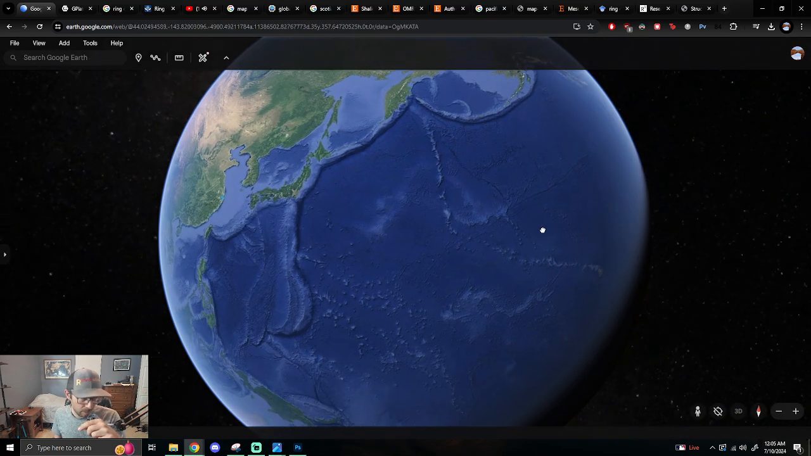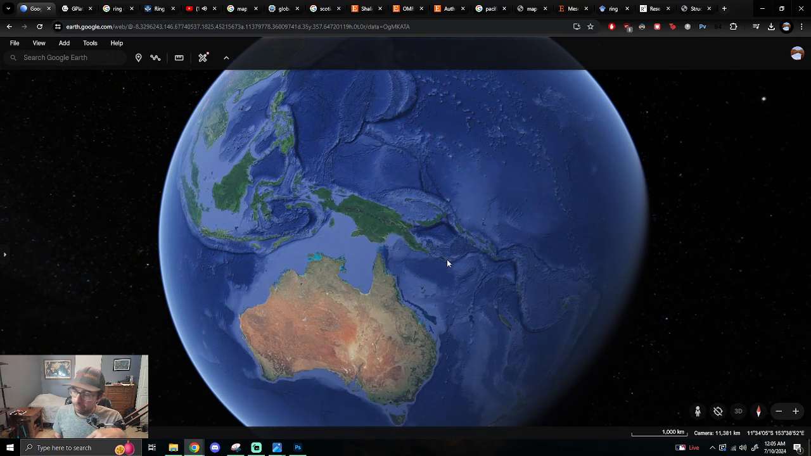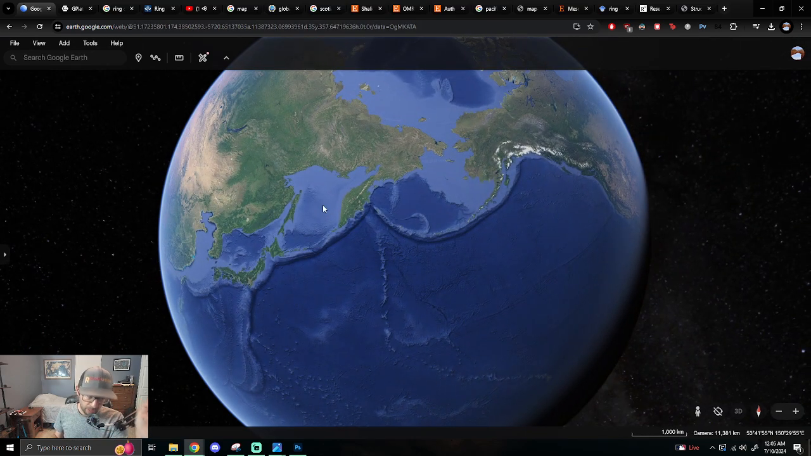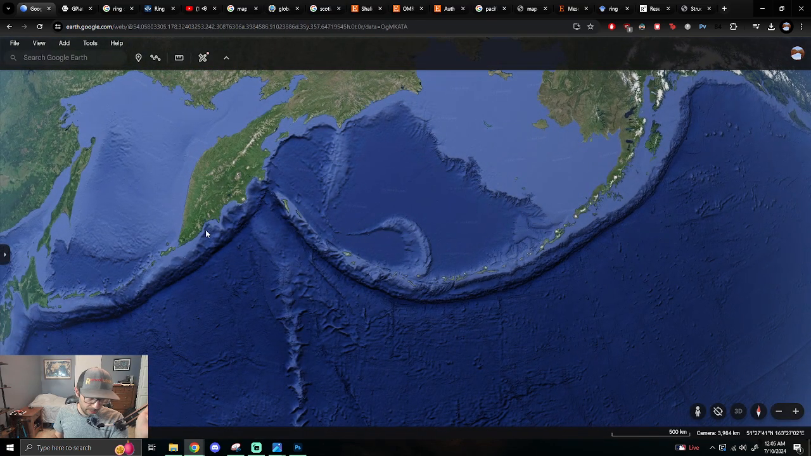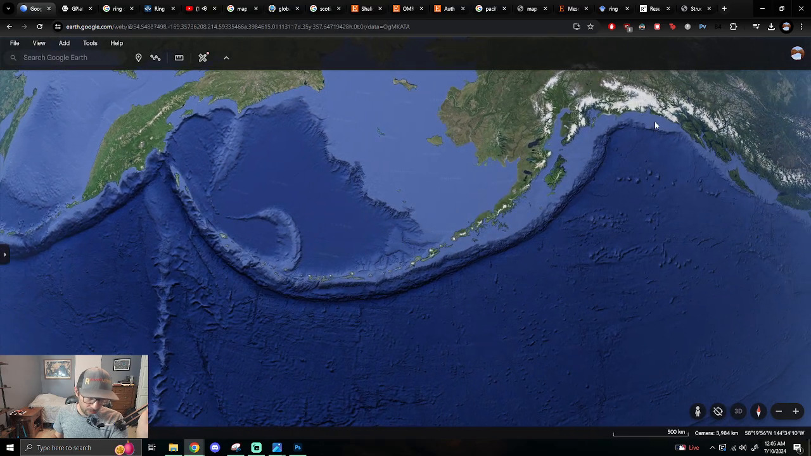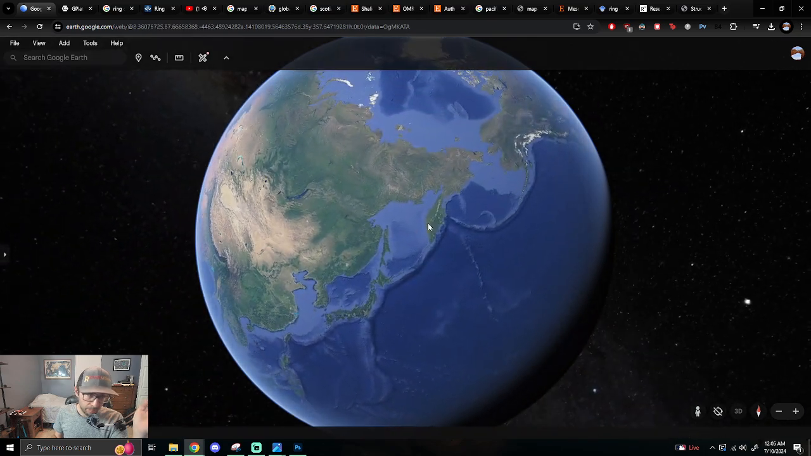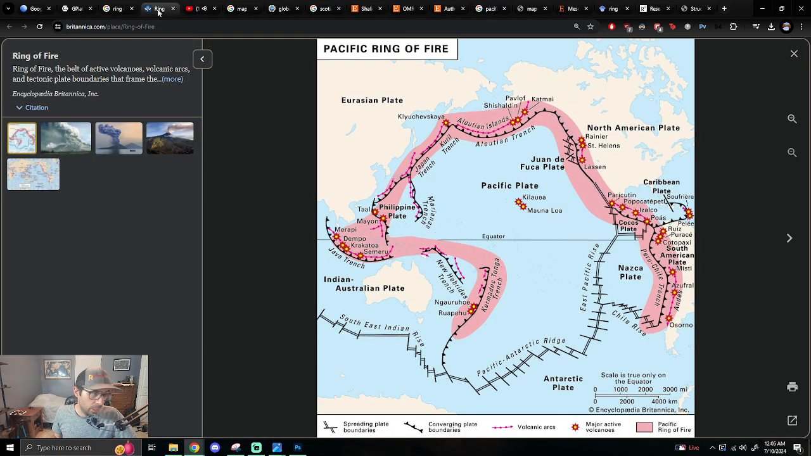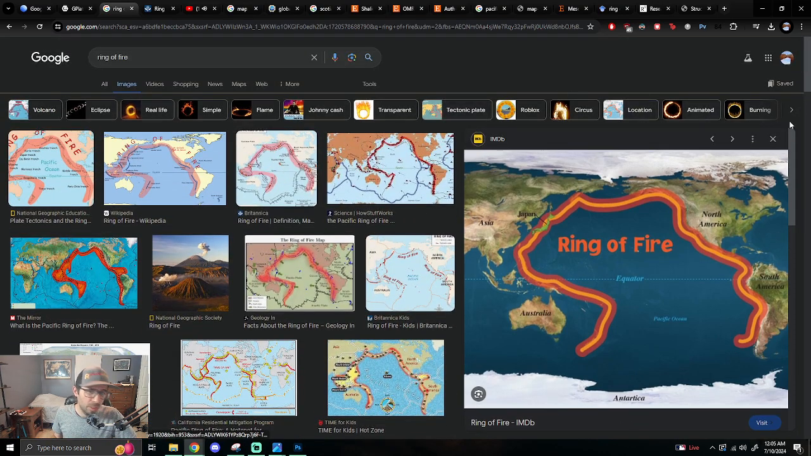And then, like, other stuff. But the North America and Asia were directly conjoined here. And also over here and over here. And beyond. And so if we look at the Ring of Fire, maybe let's get another image that has more of this one.